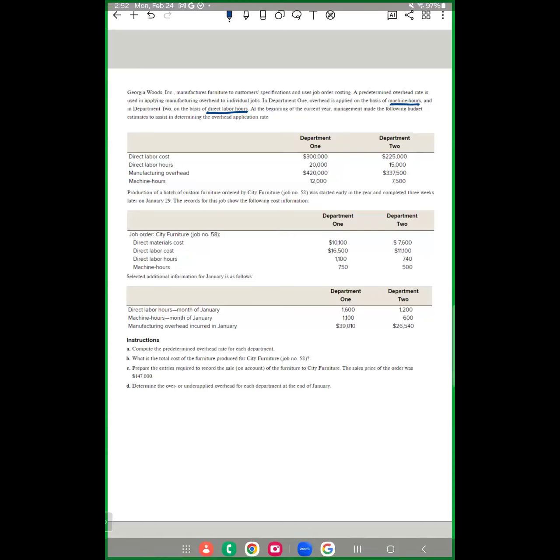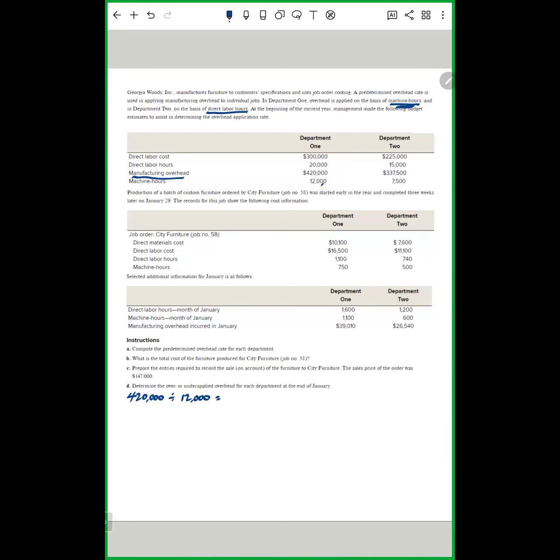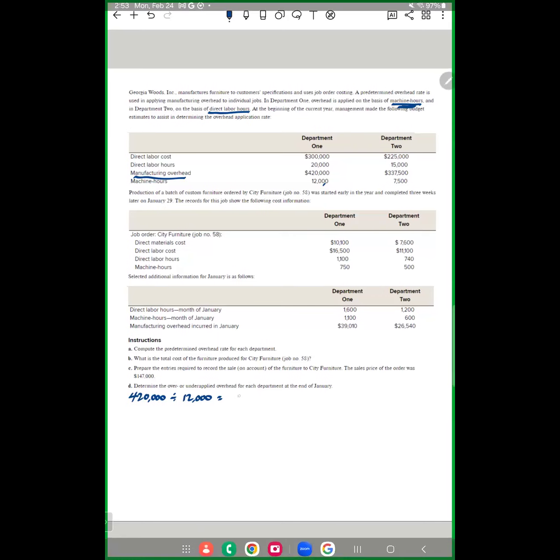So for Department 1, we're going to take the 420,000. This is the manufacturing overhead. And we are going to then divide by 12,000 machine hours because Department 1 uses machine hours to allocate its overhead. All right, so let's see what that comes out to. 420,000 divided by 12,000, I get $35 per machine hour, right?